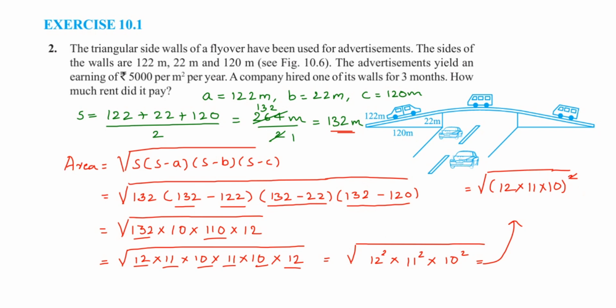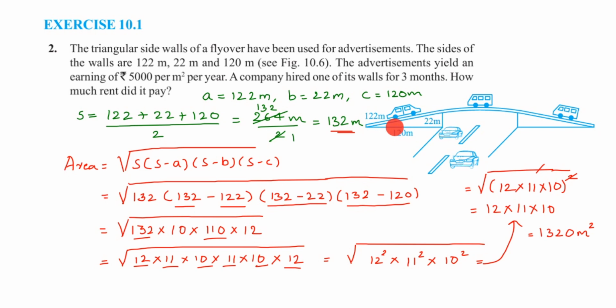So square root and square will cancel out, we will be left with 12 times 11 times 10, which equals, when you multiply these numbers, we know that 12 times 11 is 132, and then here we have 10. So this will be 1320, and the units will be meter square. So this is the area of this triangular region on this flyover.